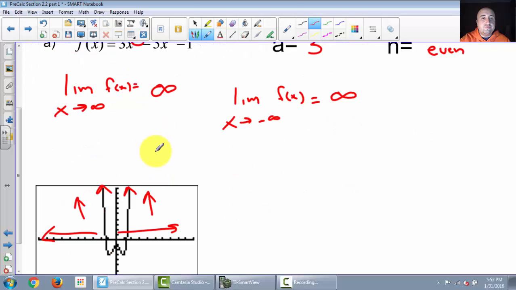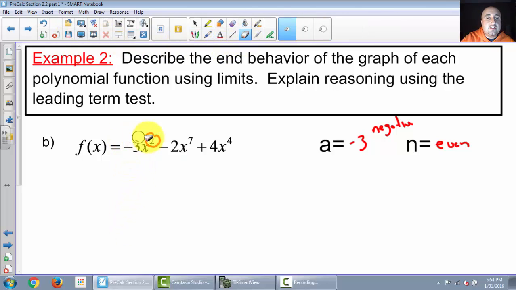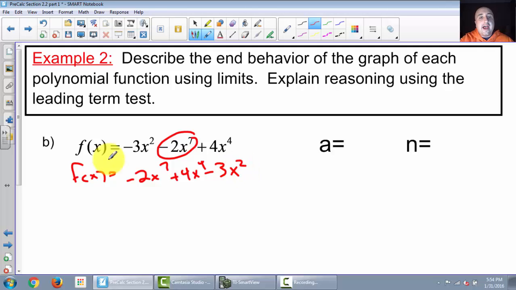Let's see if that was true. All right, now I think I might have, oh, my fault. Okay, what I did is I got sucked in and read the problem wrong. So what do I notice? Hopefully you notice what I didn't notice right away: this is not in standard form. We have to use the biggest exponent to go in front. So if I put this in standard form, now I can do the problem.